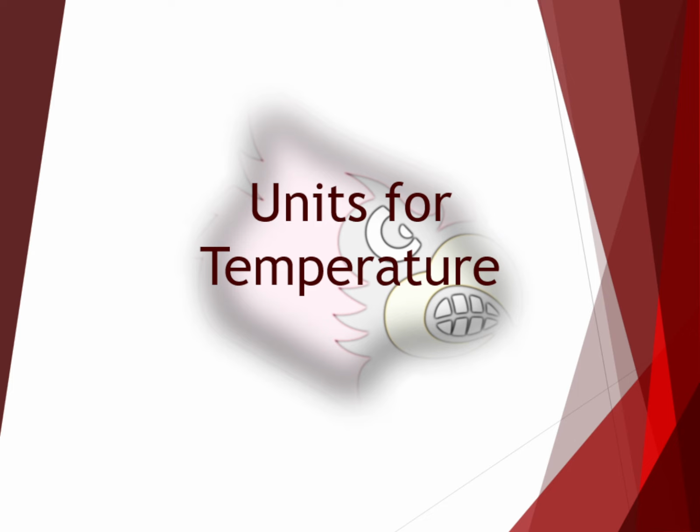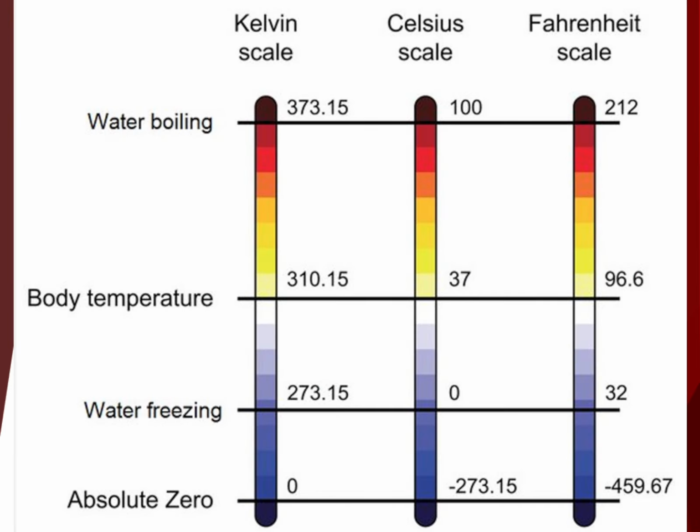Units for temperature. Temperature is typically measured using one of three common scales. First, the Fahrenheit scale. This scale is in everyday use in the United States. It uses the freezing point of 32 degrees Fahrenheit and a boiling point of 212 degrees Fahrenheit of water. And so the Fahrenheit scale uses the freezing point and boiling point of water as reference points. It divides the range between them into 180 equal degrees.